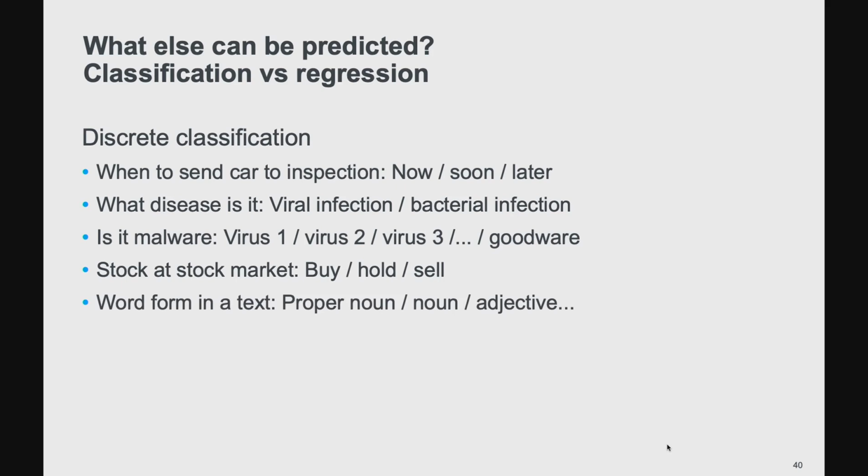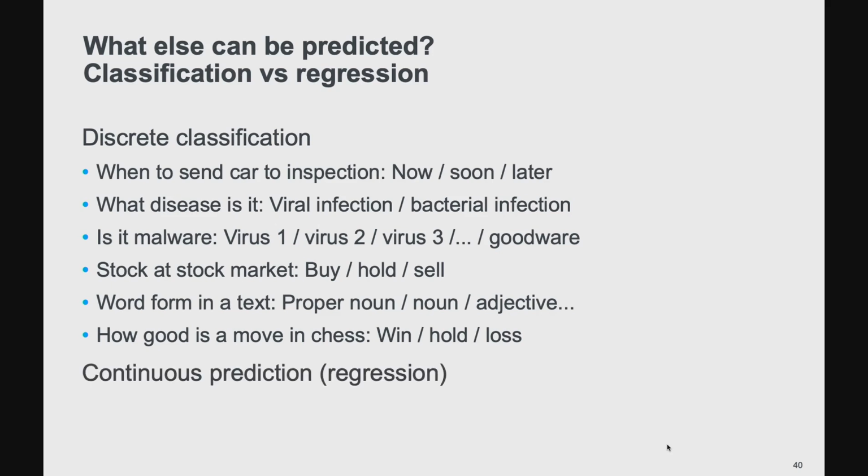What can you predict? Word forms in a text. What you have in front of you, is this a proper noun or is it a name of a company? Of course, some of you may use some software like Grammarly or so that tries to predict whether something is written correctly. How good is a move in chess? Win, hold, or loss? Or you can predict sometimes even some of these problems with a regression.